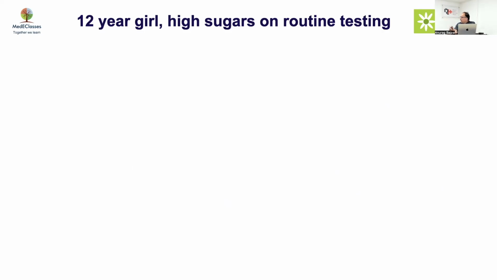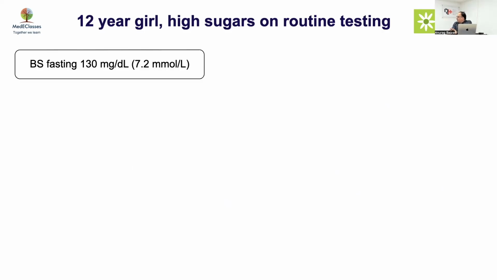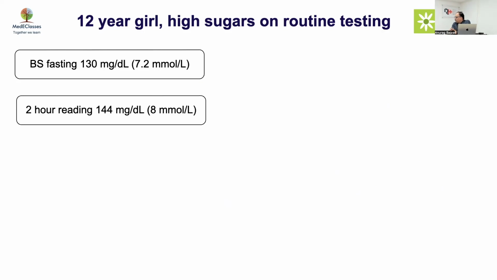A 12-year-old girl, high sugars on routine testing. Blood sugar fasting is 130, 2-hour reading is 144. How do you interpret it? Fasting is high with a normal 2-hour reading. Not normal. Pre-diabetic? Yeah. So more in favor of a GCK kind of defect. Why? Routine testing. No. So why does it favor a GCK defect? Because only the fasting is high. So what is the reason?